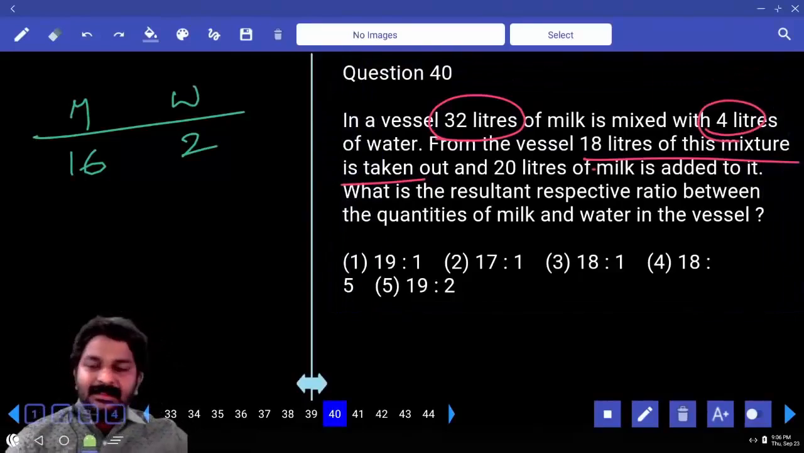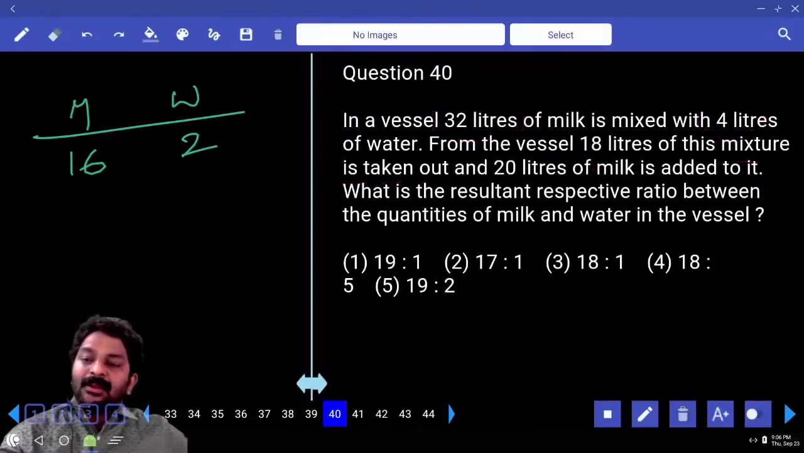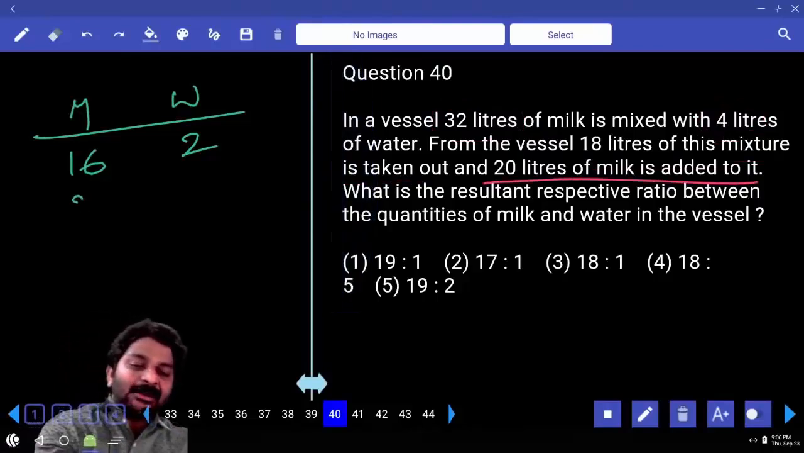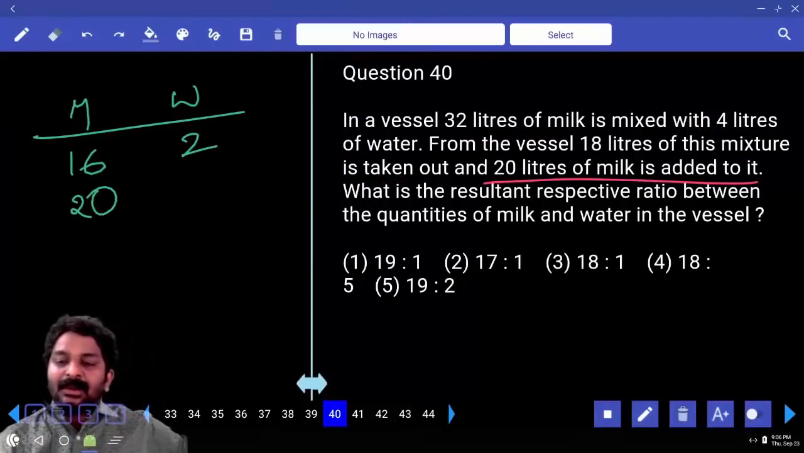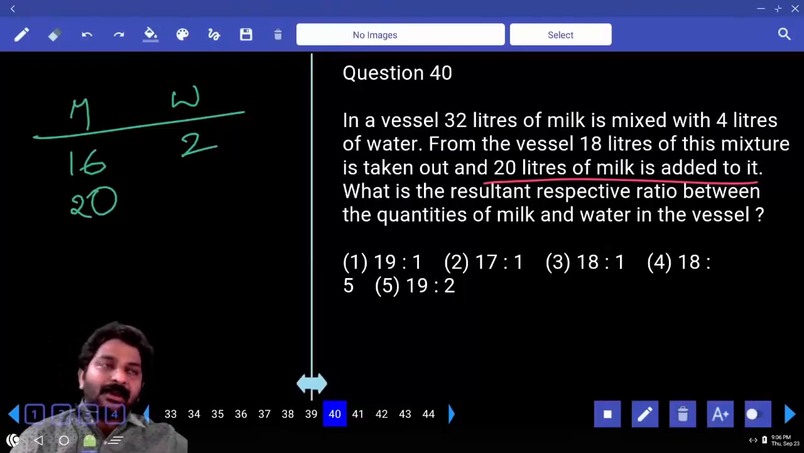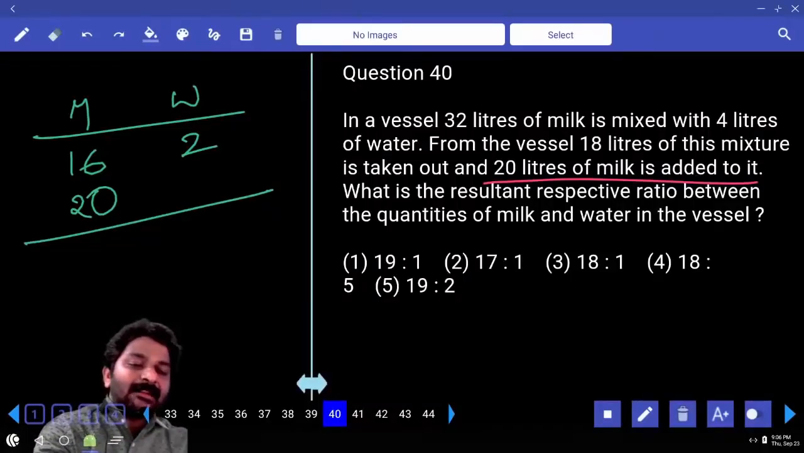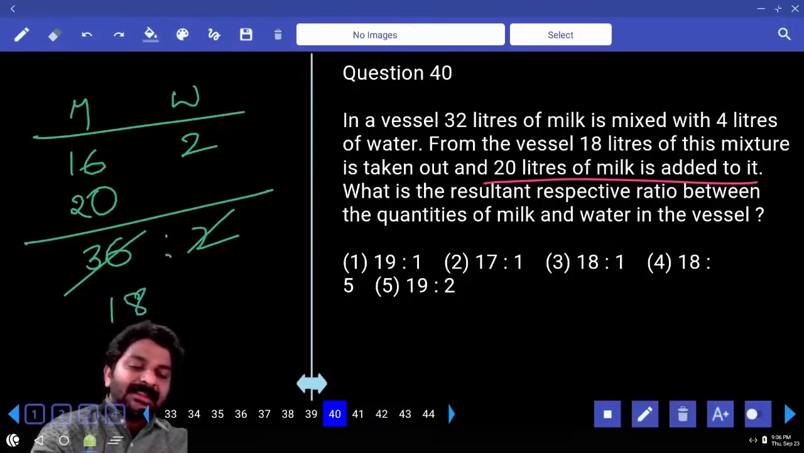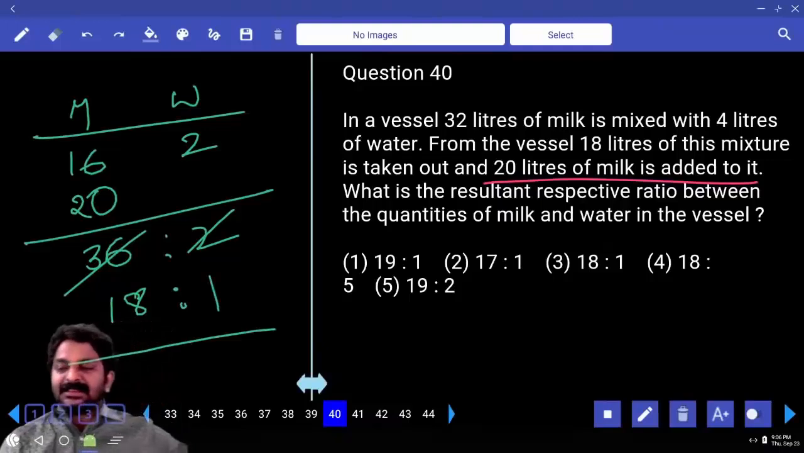Now what happened? 20 liters of milk is added to it. What is the resultant ratio between the quantities of milk and water? How much milk do we have? 36. How much water do we have? 2. Cancellation, 2 how many times? 18:2. One, final answer.